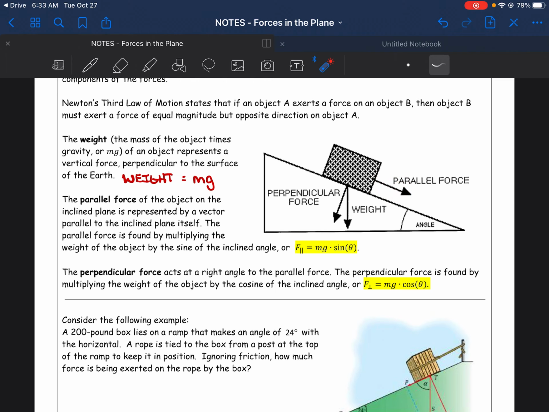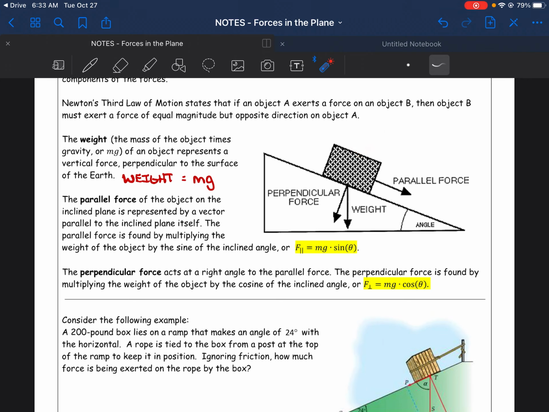Now, according to Newton's third law, this parallel force will also have a parallel force acting in this direction, equal to the parallel force acting in this direction. And also this perpendicular force between the box and the plane, there will be another force of equal magnitude acting in this direction as well.